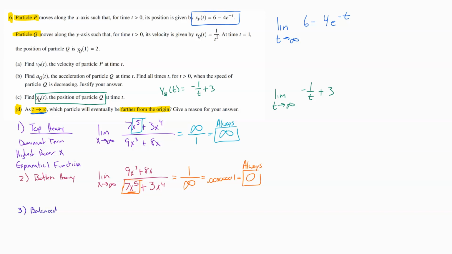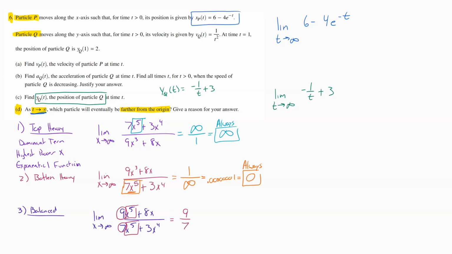You have equal dominant terms on top and bottom. So we would have limit as x approaches infinity, and we'll call this 9x to the fifth plus 8x over 7x to the fifth plus 3x to the fourth. In this scenario, we have equal dominant terms on top and bottom. So the top and the bottom of your fraction are growing at the same pace. The only difference becomes the numbers in front. So the top one is always going to get multiplied by a 9.